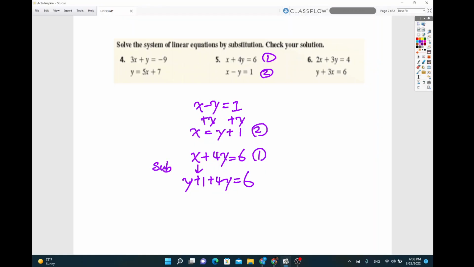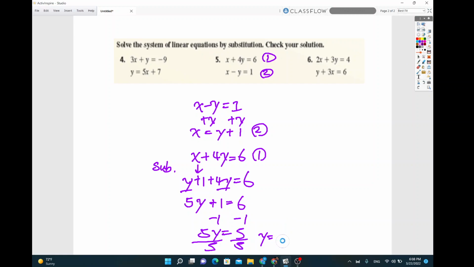Again, this one is all about substitution. As you can see, there's only one variable involved. So next we can combine the like terms. y plus 4y gives us 5y, and the 1 we just carry over. Then solve for y. Subtract 1 on both sides, so we get 5y equals 5. Then divide by 5, so y equals 1.